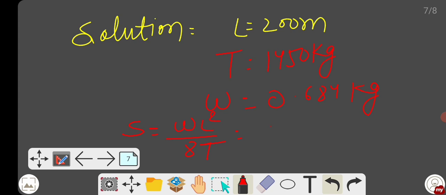Now we have to put all these values in this equation. Weight is given as 0.684, length is given as 200 square, divided by 8 into the value of tension, which is given as 1450. After making the calculation, its value will be 0.684 into 200 square by 8 into 1450. Its value is 2.35 meter.